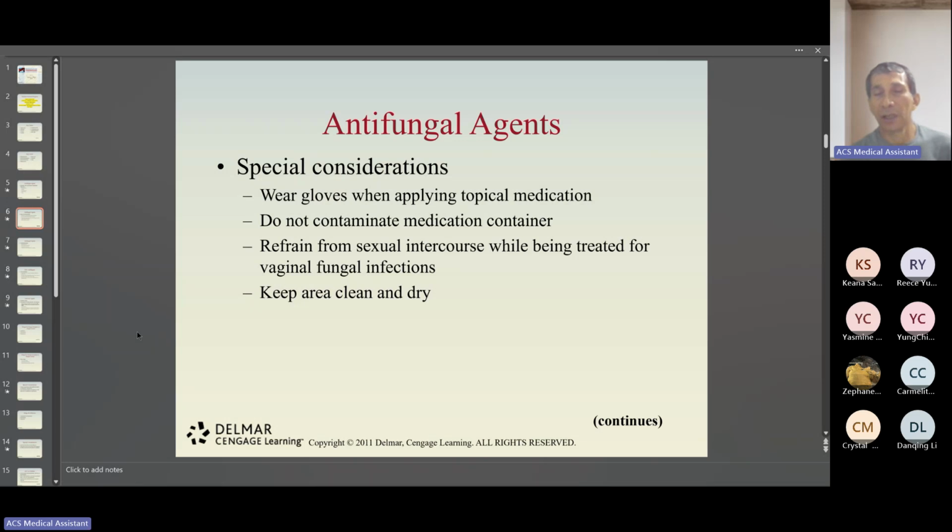Keep the area clean and dry every single time that you have an infected area. Of course, you have to keep it clean and dry. Remember to prevent the spread of these microorganisms. Remember, if we keep it clean, we talked about that before, we're going to eliminate the environment for these microorganisms to reproduce and multiply.